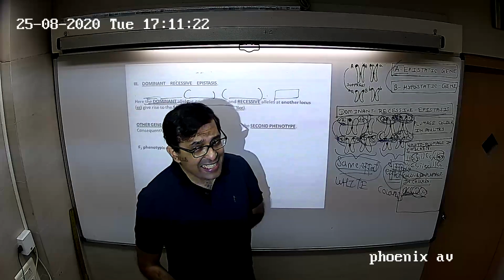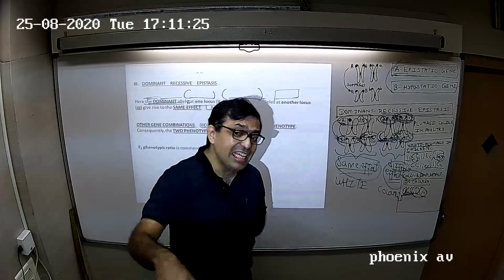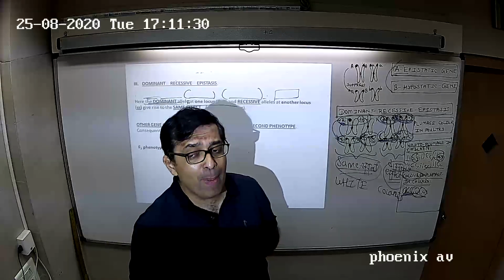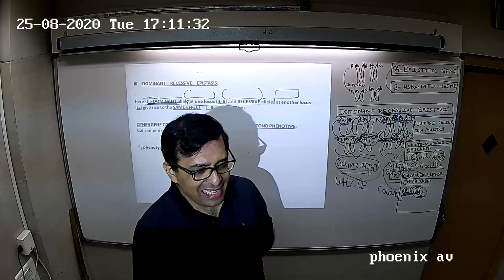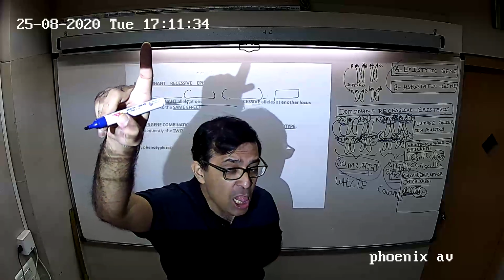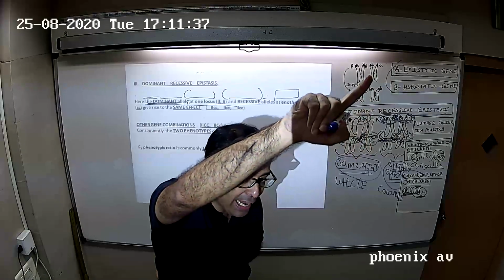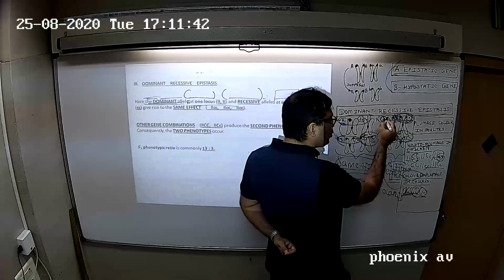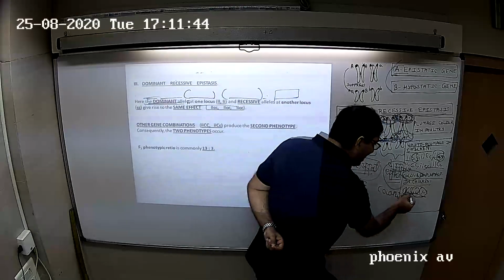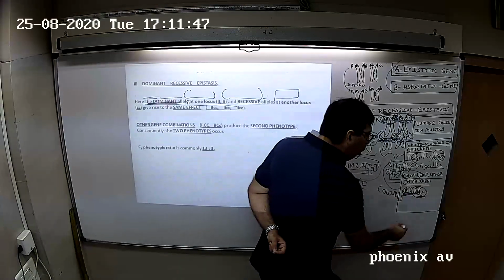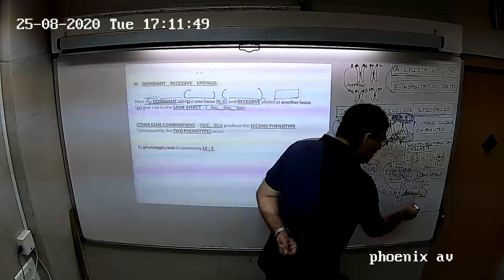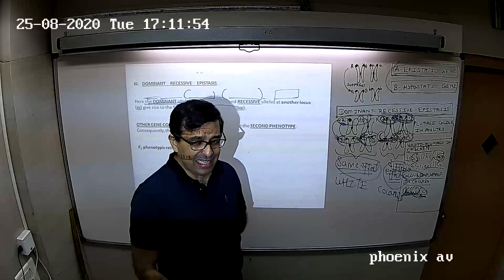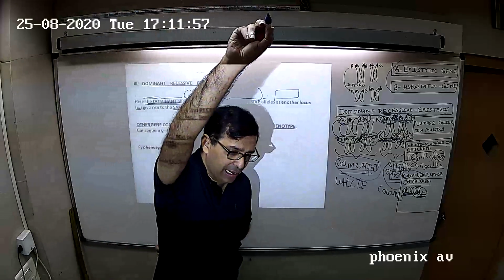Because recessive epistasis किस पे होता है? डोमिनेंट अलील पे. Recessive epistasis किस पे होता है? डोमिनेंट अलील पे. And what will be recessive epistasis of small i over capital C or small i over capital C, small c? Then it will show recessive epistasis over dominant allele.